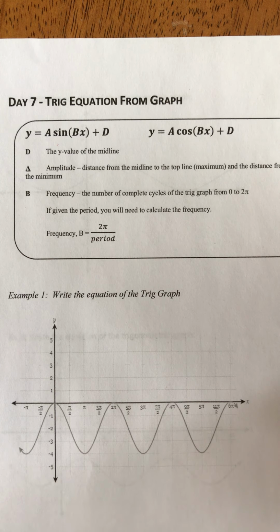So we start with y equals, and we said this was a positive cosine, so it's going to be a positive cosine, and I left space, okay? Now, the amplitude value, or a value, goes in this spot. A is 2, okay? And then in parentheses, we put the b value, which is 1, with the x, and then I put the d value at the end.